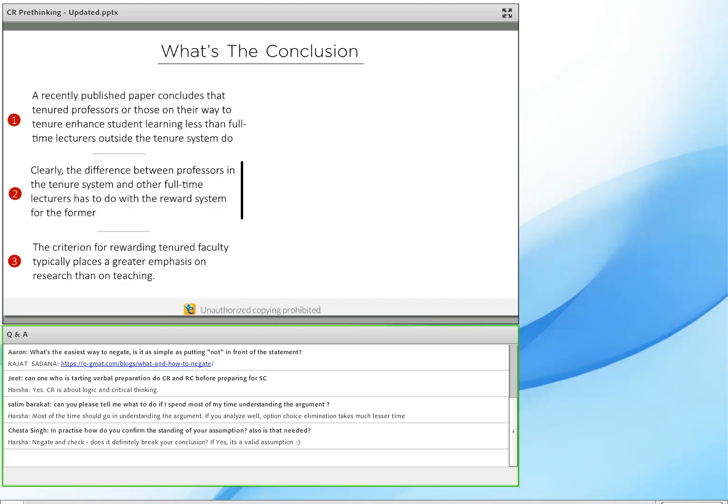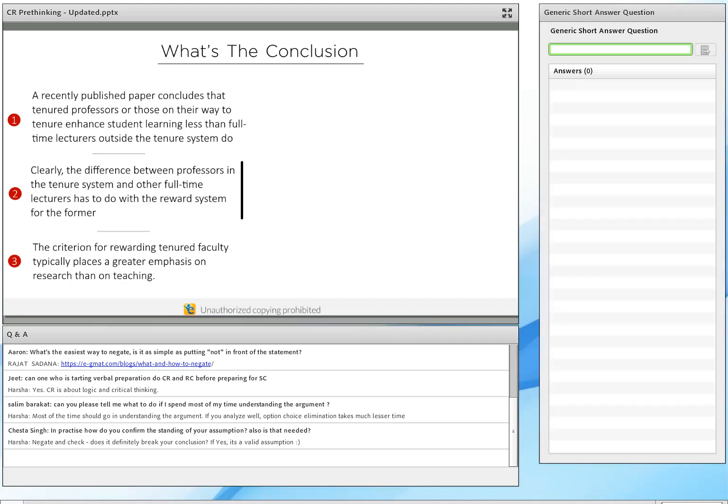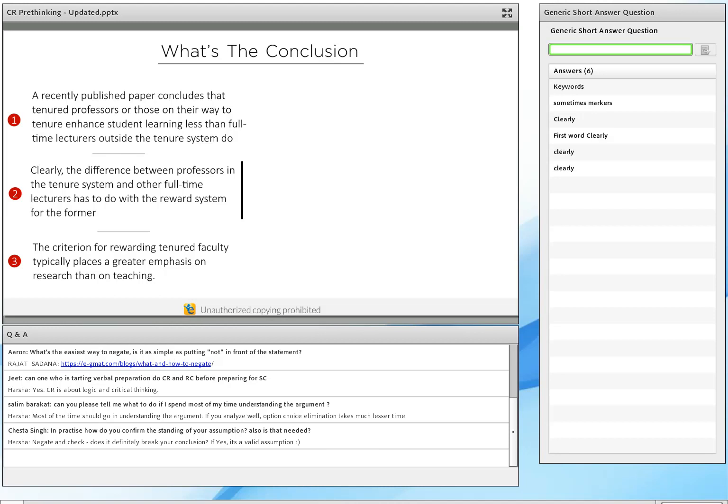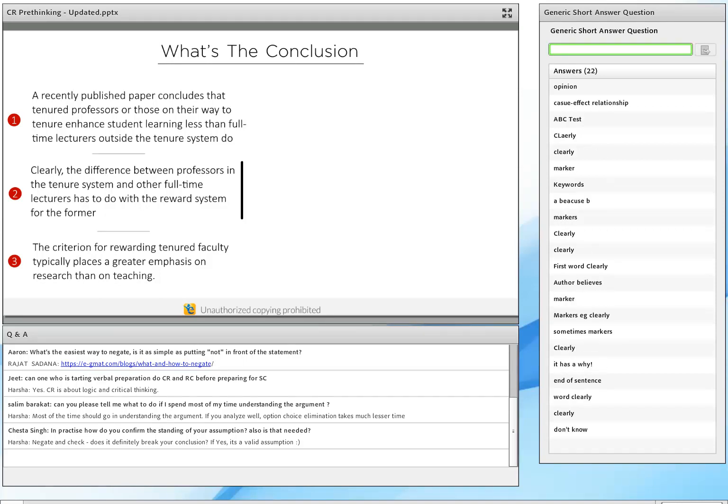Why do we say that this is the main conclusion? How do you figure out which statement is the main conclusion? What's the litmus test? Okay, that's a marker, yes, clearly. But what is the litmus test? What is a litmus test?